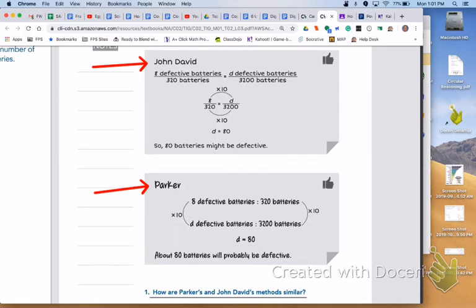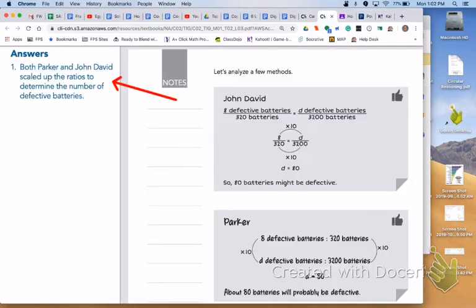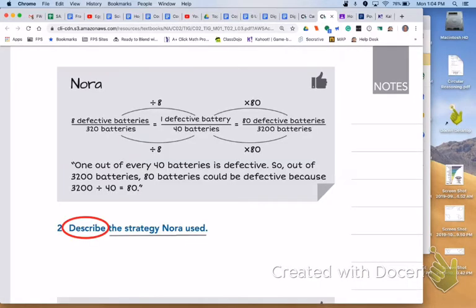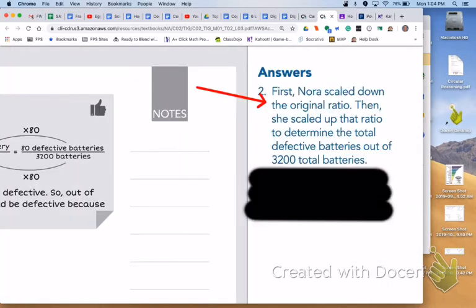Please turn to page 74. Let's analyze a few methods. Please answer number 1 with your group. For number 1, both Parker and John David scaled up the ratios to determine the number of defective batteries. Please turn to page 75 and answer number 2 with your group. For number 2, first, Nora scaled down the original ratio, then she scaled up that ratio to determine the total defective batteries out of 3,200 total batteries.